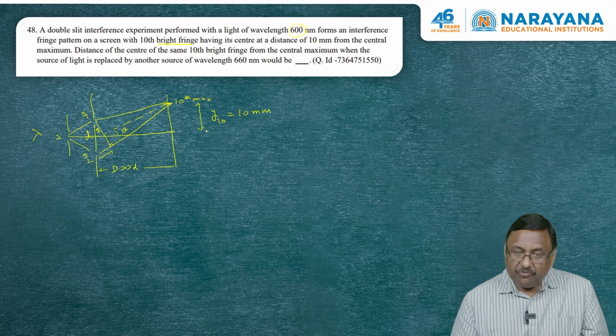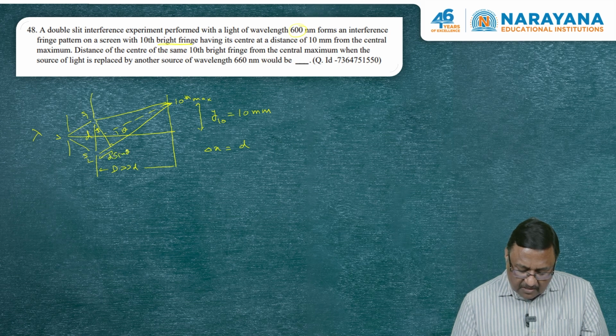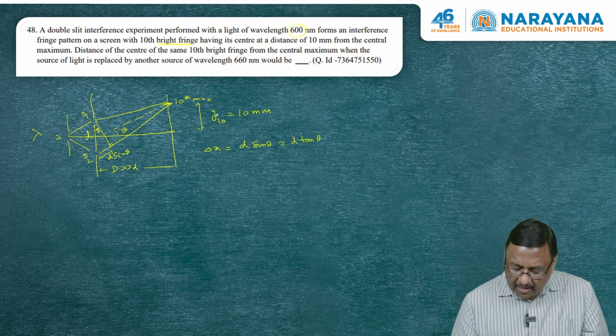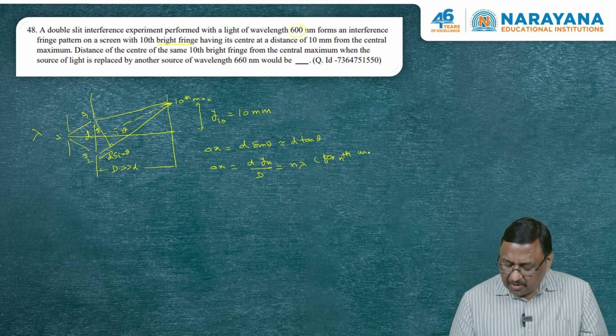If you remember the formula, the path difference for the nth maxima, delta x, is d sine theta. Since theta is a very small quantity, I can write it as d tan theta, and tan theta is yn divided by capital D. So delta x is d into yn upon capital D. For the nth maxima, it is going to be n lambda.